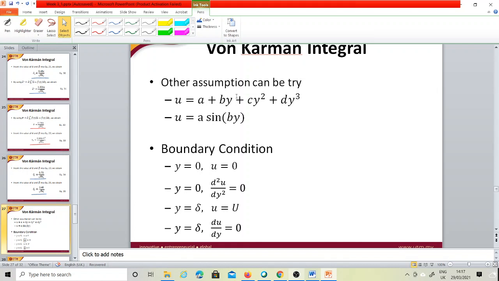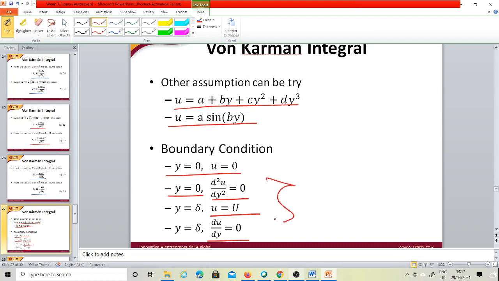So we can consider other assumptions, like u is a function of y. This could be any type of expression, any type of equation actually. And the boundary conditions you should know are always the same: at y is equal to 0, small u is 0. At y is equal to 0, d square u by dy square should be 0. At y is equal to delta, small u should be capital U, and at y is equal to delta, there will be no change in the velocity gradient. These boundary conditions are always the same.